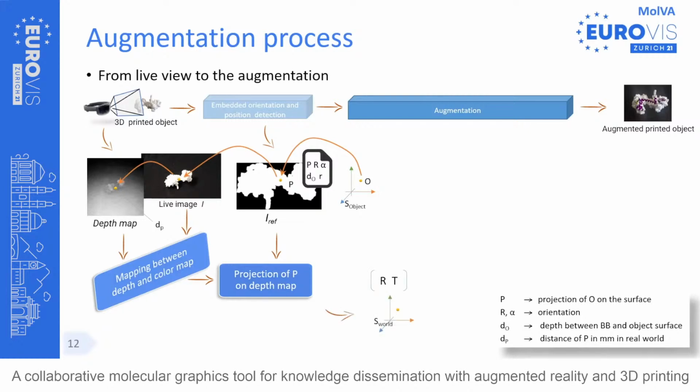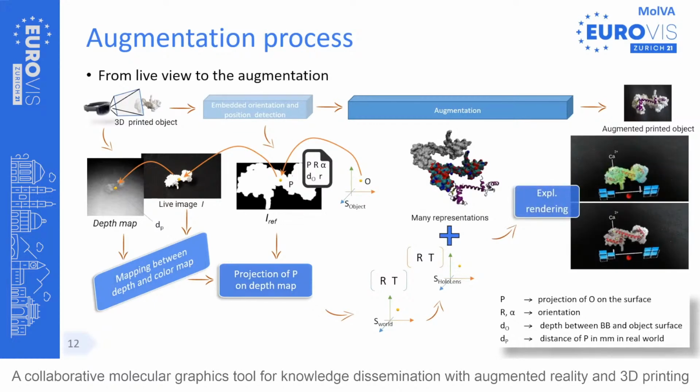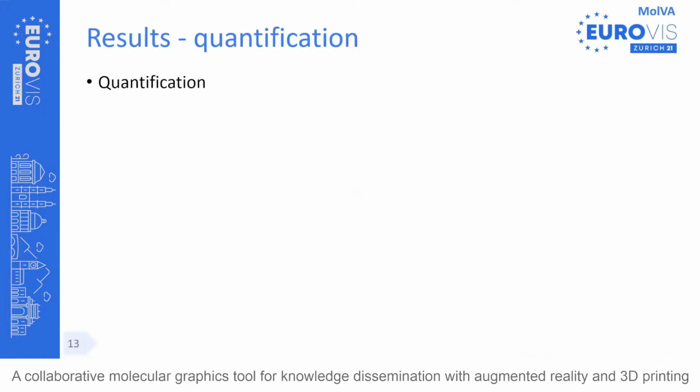To accurately determine the orientation and position of the virtual object, we compute the transformation matrix from the object coordinate system to that of the world, and then from the world to the HoloLens coordinate system. For this, we use the stored features with the reference view and the distance found by the mapping. Finally, we apply the transformation matrix to the selected representation and run the rendering.